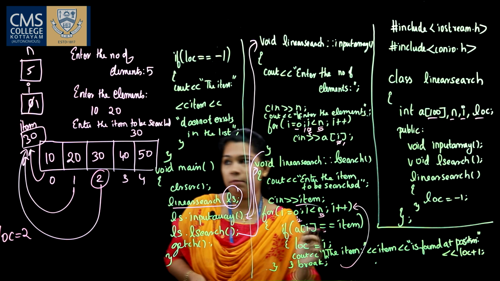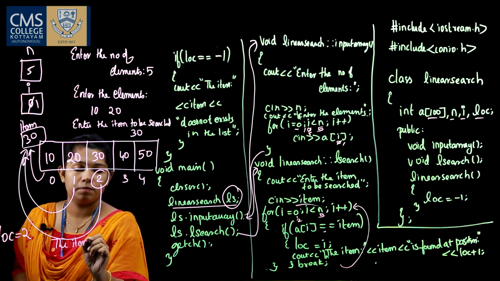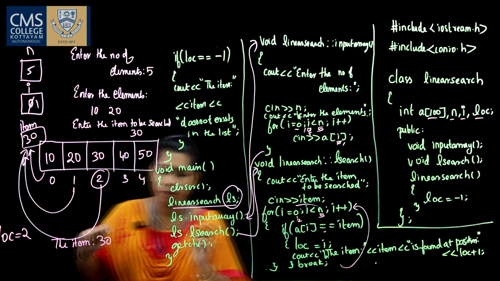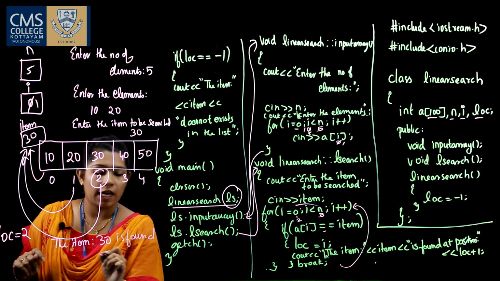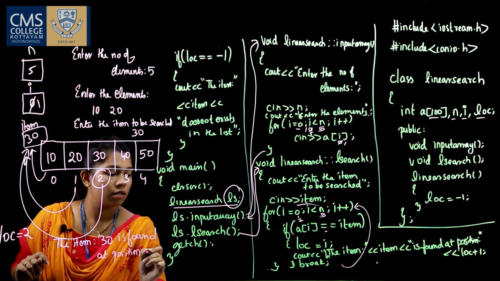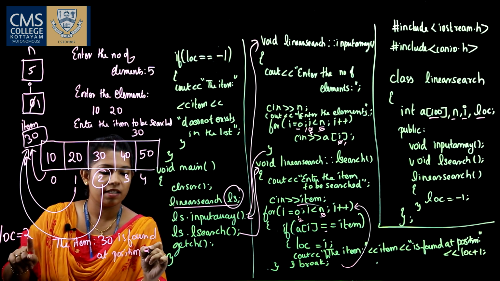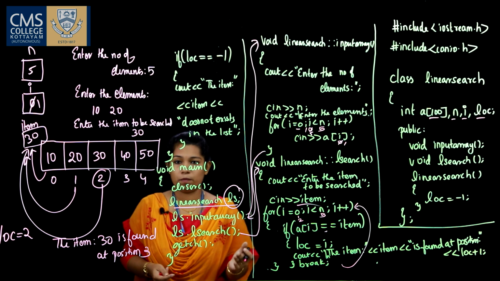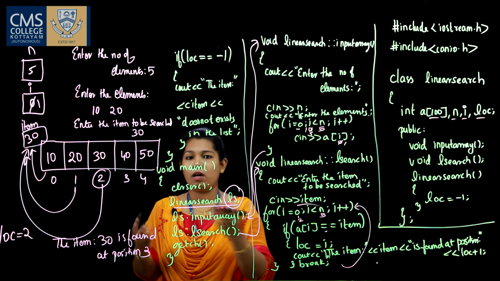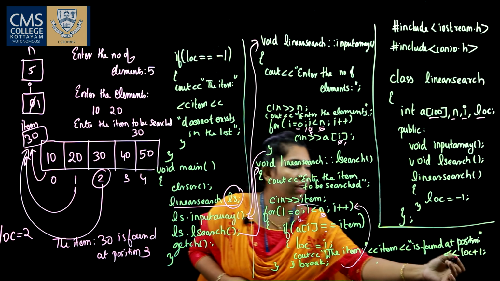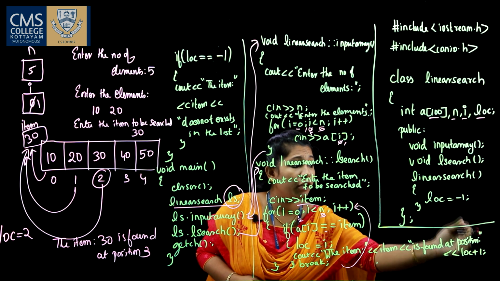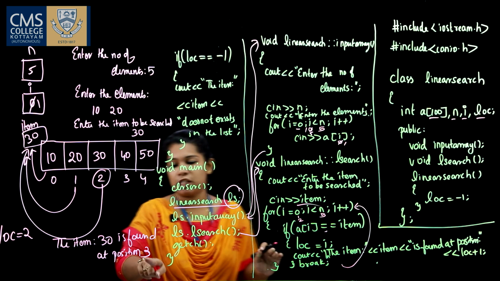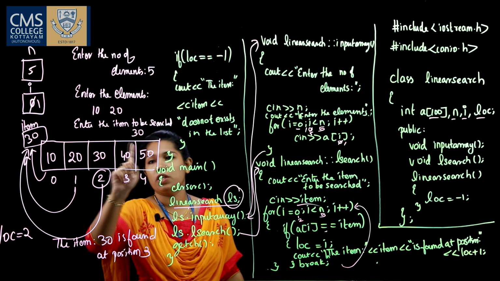Now I will display the item, 30. This item variable has the value 30. So, 30 is found at position LOC plus 1. So, 2 plus 1, that is 3. Okay. Why have I given LOC plus 1? Because we programmers know that array index starts from 0, but the layman does not know where the array starts. So for them I just used LOC plus 1. The value is not assigned back to LOC, I have just made LOC plus 1. So it will display the position 3rd. See, 30 is found in the 3rd position.